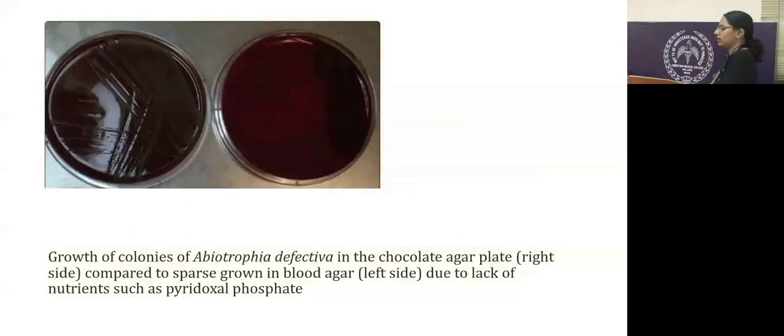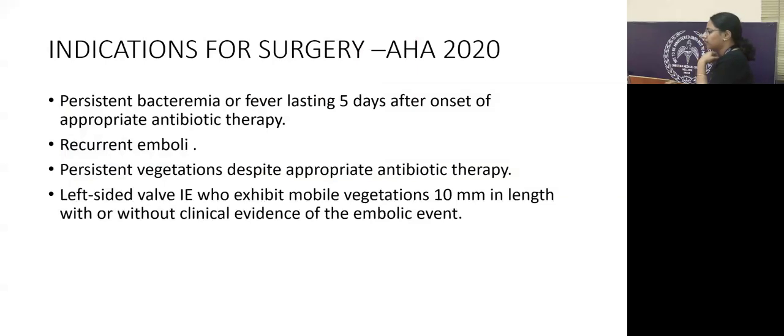So these are the colonies of Abiotrophia defectiva. On the chocolate agar plate, it has a good growth, and on the blood agar, it has a poor growth, due to the lack of pyridoxal phosphate.